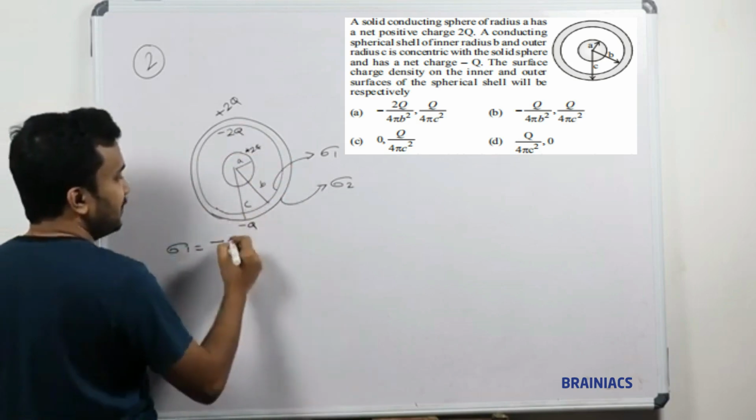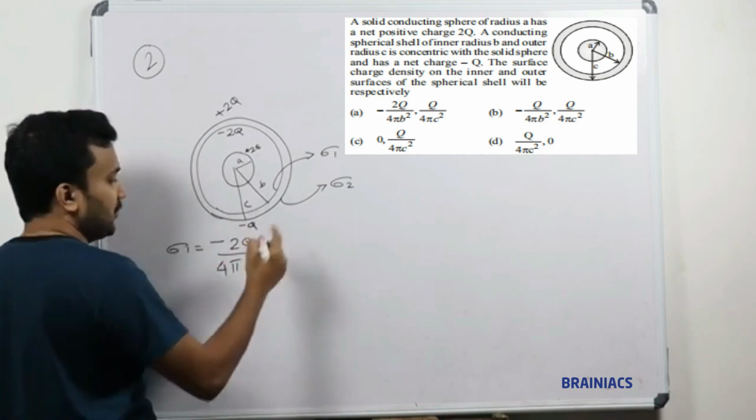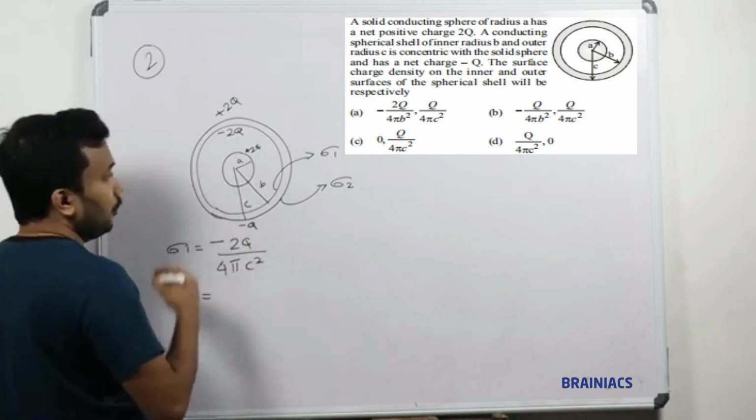What is the charge on the inner circle? Minus 2q divided by the area, which is 4 pi r square. R means what? C square. And sigma 2, the total charge.